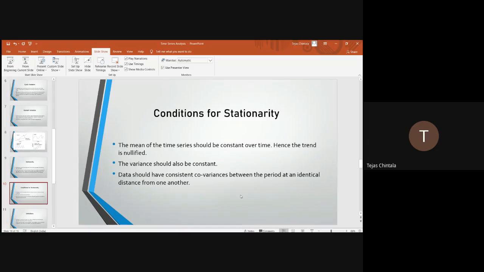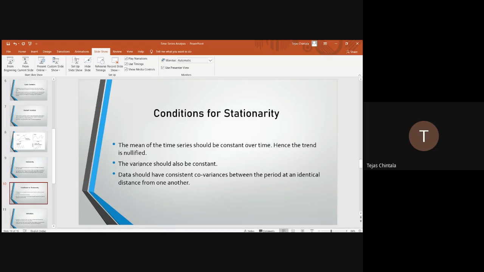Moving forward, conditions for stationarity. For the graph to be stationary, we need to see three factors. Keep in mind three factors. The mean of the time series should be constant over time, and hence if the mean is constant, there will be no trend at all. So the graph will be exactly the same.